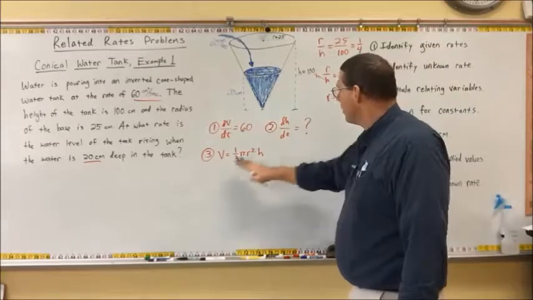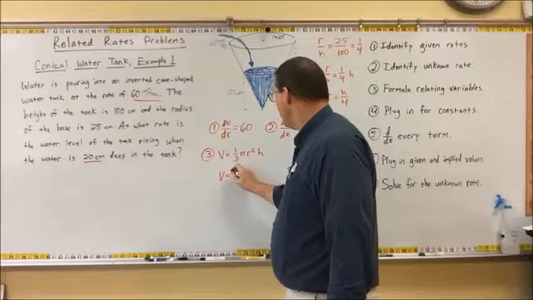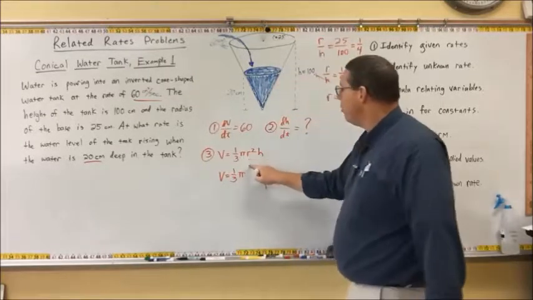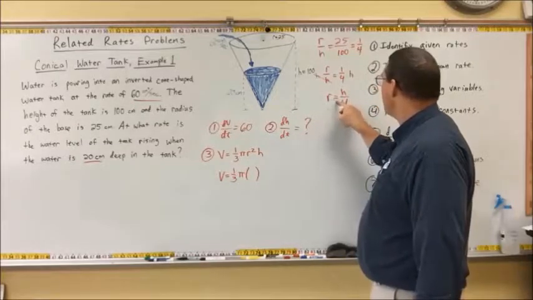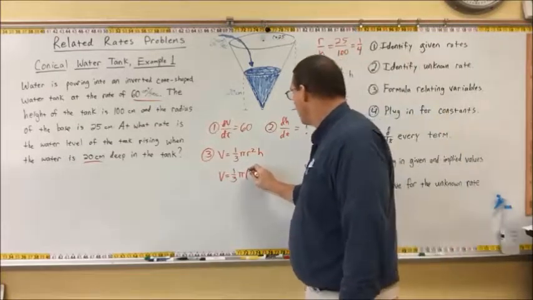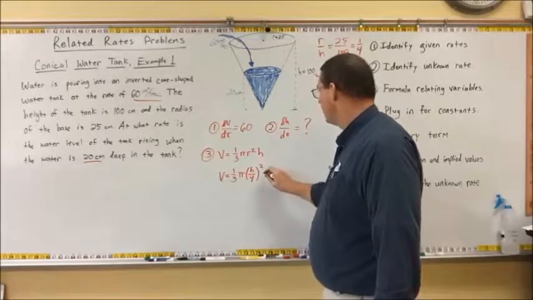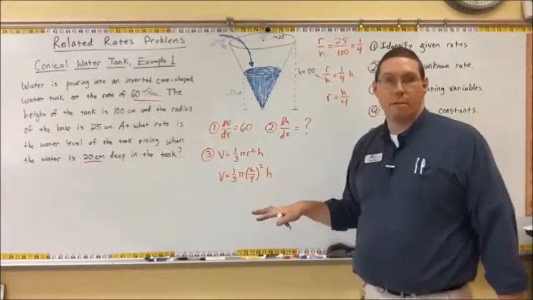And now I can come over to my volume formula, and I can say volume is equal to 1/3 times pi. And instead of putting radius, I can put what radius is equal to. Radius is equal to height over 4. So I'll put height over 4 squared times height. And now all I have to do is clean this up.